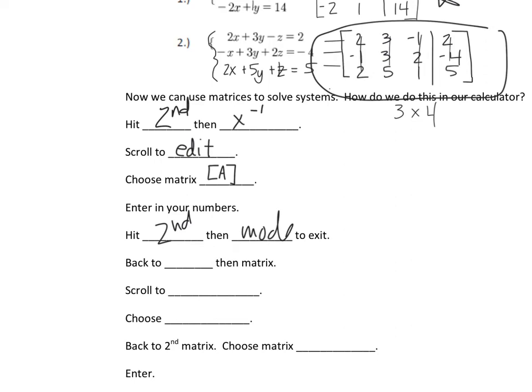To do that, we need to go back into the matrix, so second x to the negative 1 power, and now under names, you should see matrix A listed, with a 3 by 4 matrix entered into that spot. All right, if you don't see a 3 by 4, go back over to edit and try entering your matrix in again. But okay, so here's what we want to do.